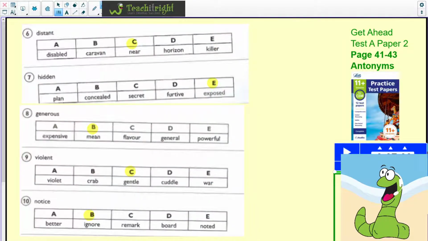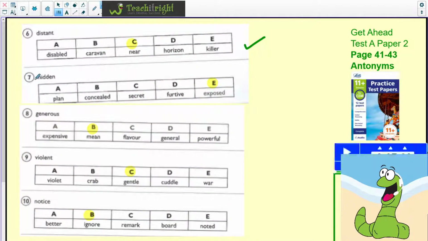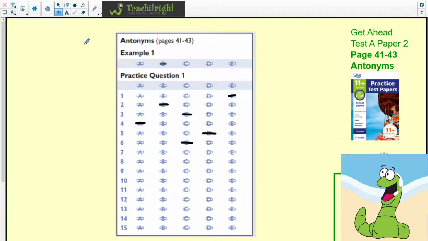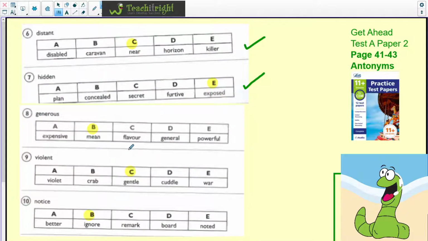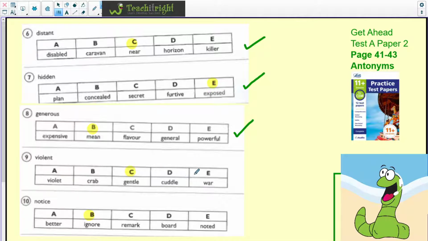Number 6, we've got distant and near. So we need to mark that down as C. Number 7, hidden and exposed. If something is exposed, it's kind of revealed, a bit like a secret possibly. So we've got 7 is E. Then generous and mean, those are opposites. So mark that down on your multiple choice sheet as B. And then we've got violent and gentle, those are opposites. So we'll mark that down as C.